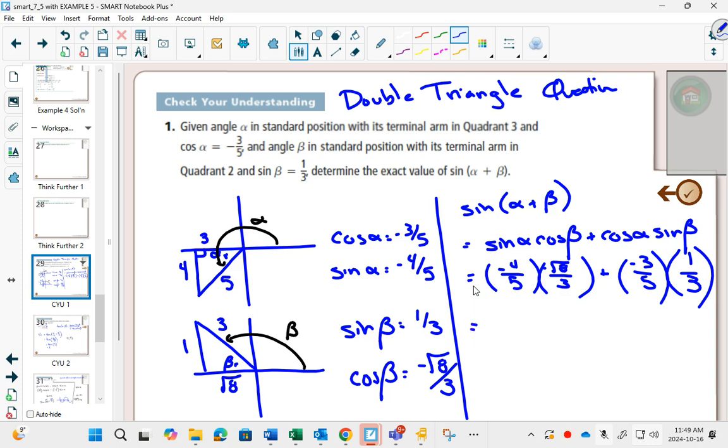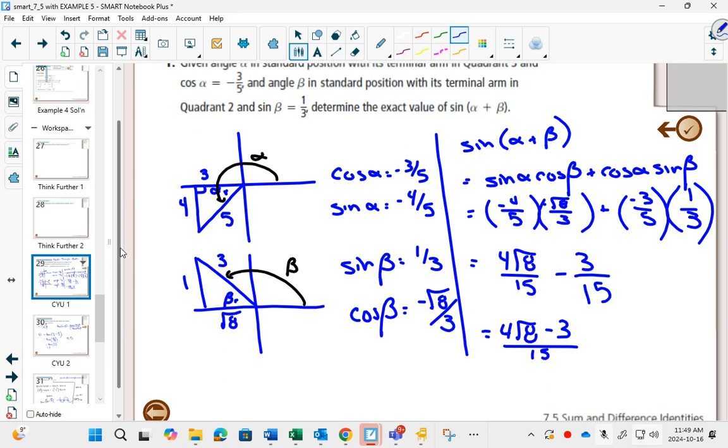Now we just have to multiply tops, multiply bottoms. This will be 4√8/15 plus, actually, positive times negative will be subtract 3/15. I have a common denominator. So for simplifying your answer, you are not done until you have a single fraction written. So I have to write it as 4√8 minus 3 all over 15.